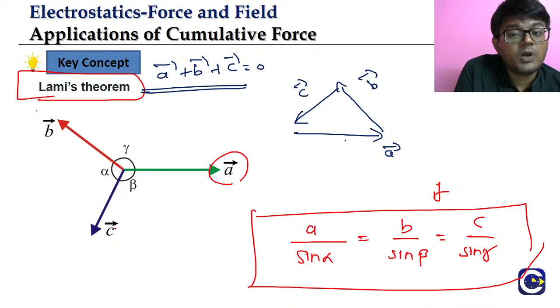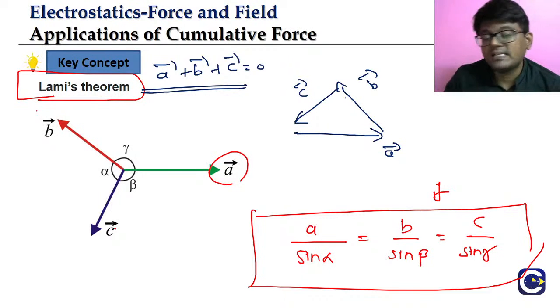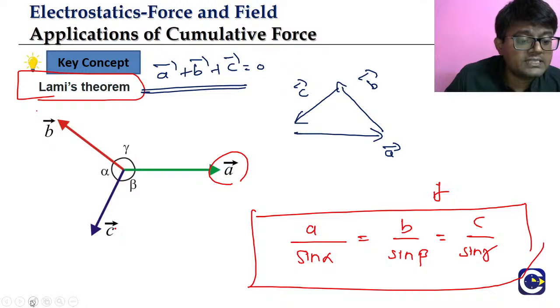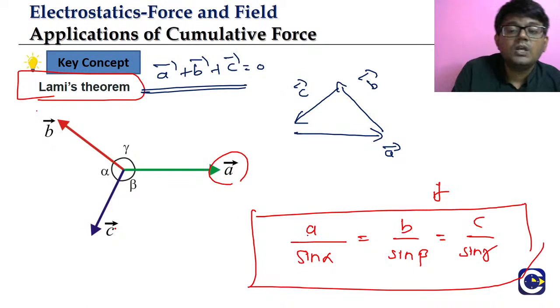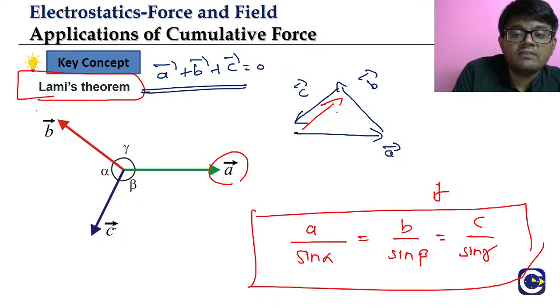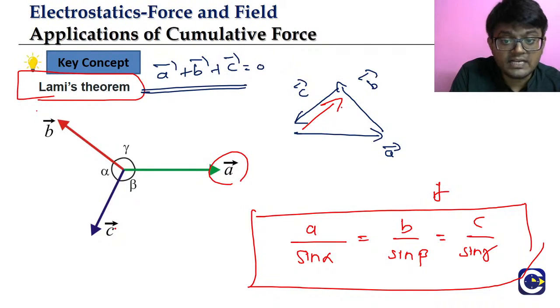Remember the triangle law property. If you add a bar and b bar, what is the resultant? As per the triangle law property, it will be equal to the closing side of the triangle in reverse order, the closing side of the triangle in reverse order.